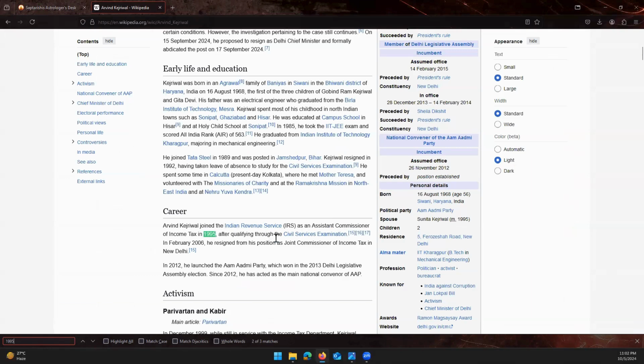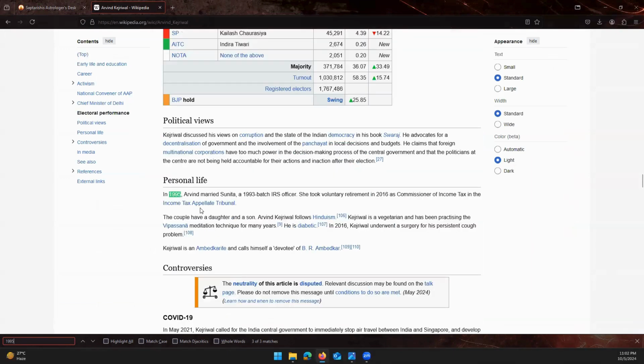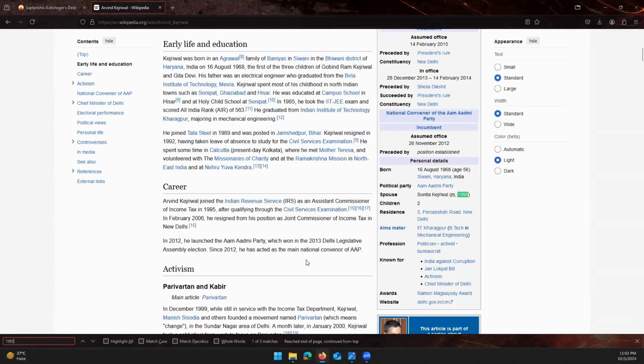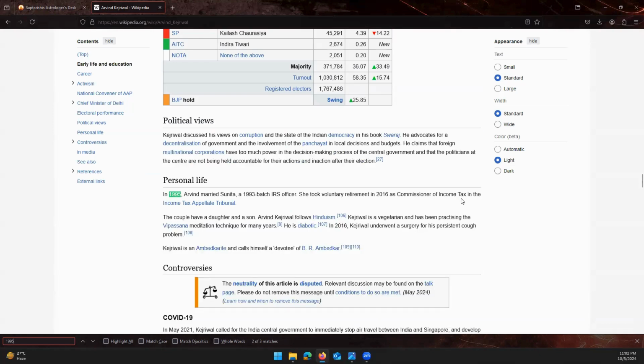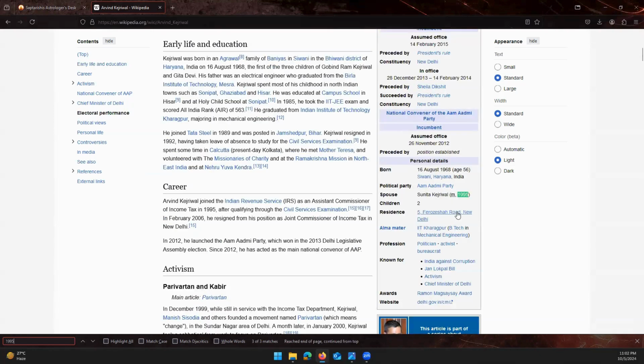So he joined IRS in 1995, and he got married also in the same year, 95. Again, we don't know the exact date, but somewhere around 95, he got married. So here, two positive events is what we have seen. But again, we don't have the exact date, so we don't know whether this is in the first half of 95 versus the later part of 95.